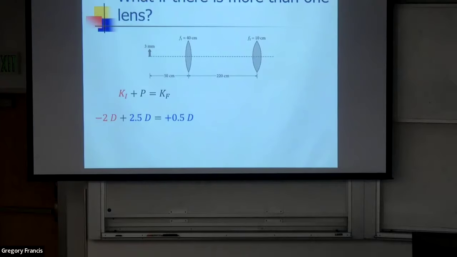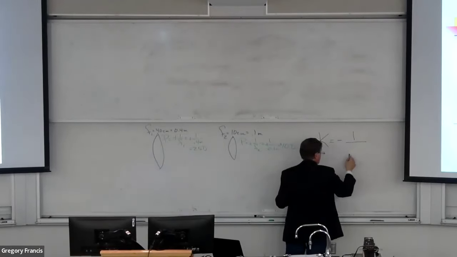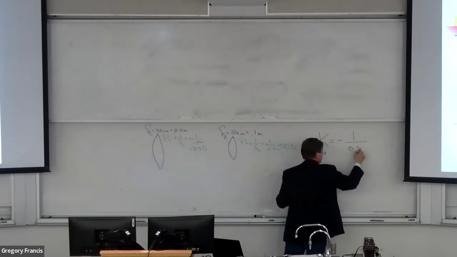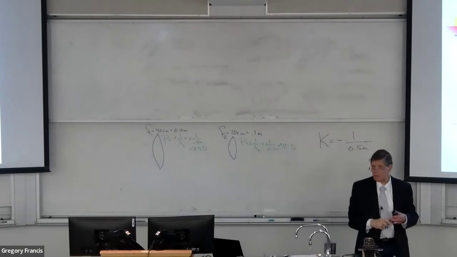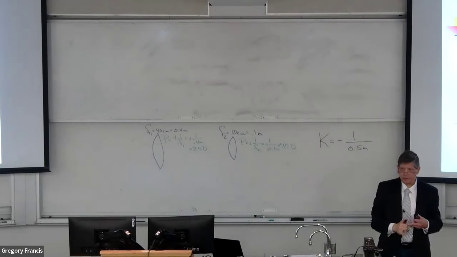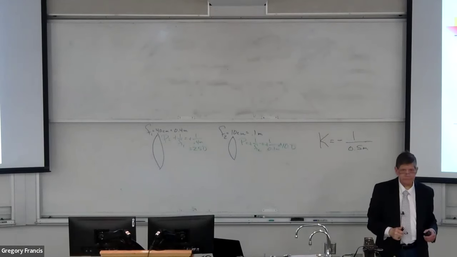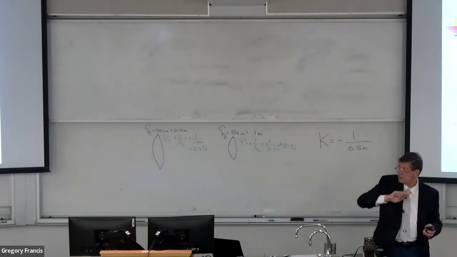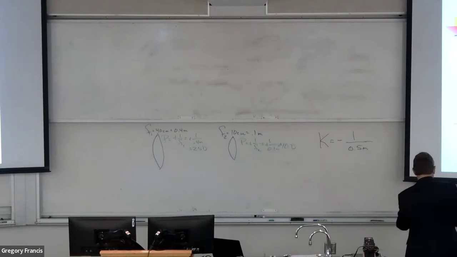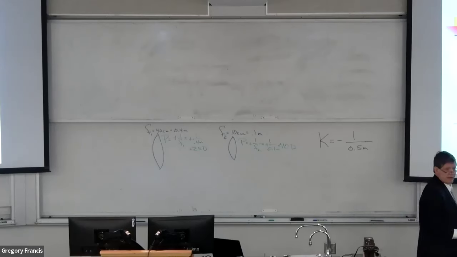The K is going to be negative because it's spreading out, and it's going to be 1/0.5 meters. If you plug in 0.5 meters and hit 1/x on your calculator, you get 2. Okay, is that good? It's negative because it's spreading out. As it moves, I want to know what it looks like right before it gets here. And when it gets here, it's got negative curvature, the rays spreading out.